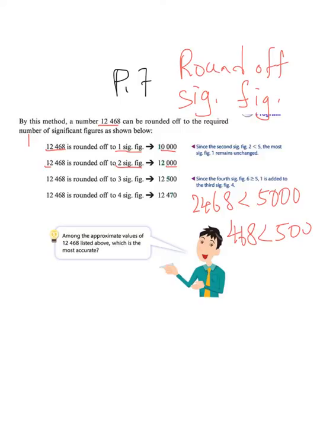But when we're talking about three significant figures, we keep the 1, 2, 4, the first three most significant figures. The remaining part is 68. Because 68 is larger than 50, we round up a little bit, so 4 plus 1 becomes 5. So on and so forth for four significant figures. You can try it by yourself.